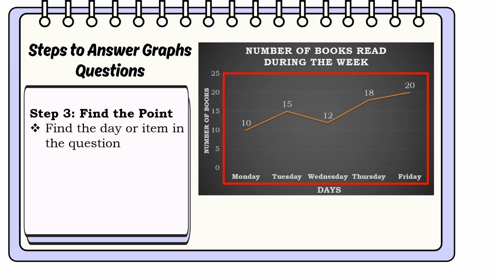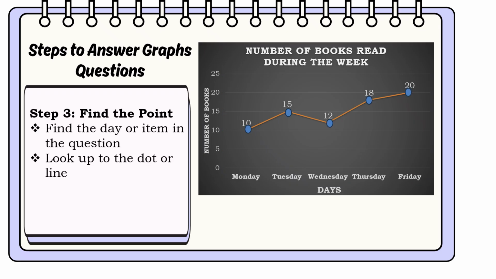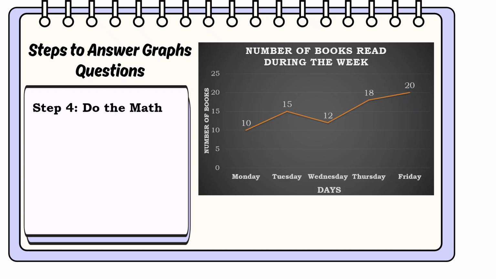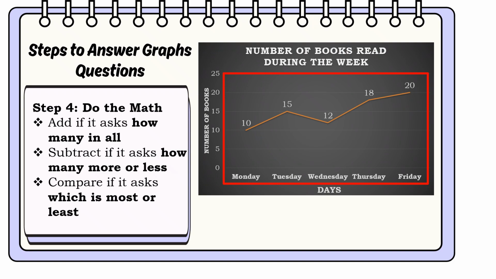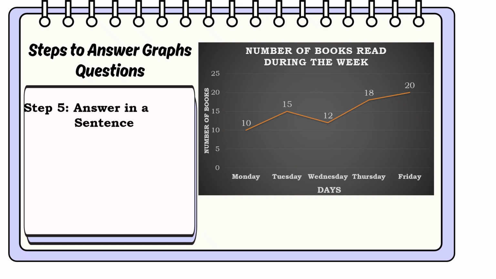Find the day or item in the question. Next, look up the dot or line. Lastly, read the numbers. Step 4, do the math. Add if it asked how many in all. Subtract if it asked how many more or less. And compare if it asked which is most or least. Lastly, answer in a sentence. Use words and numbers. For example, on blank, there were blank.